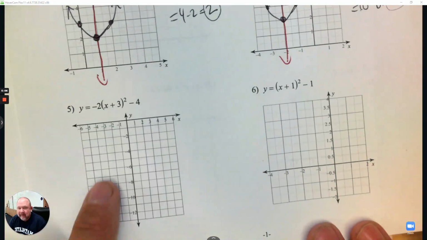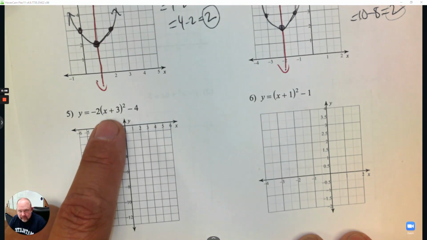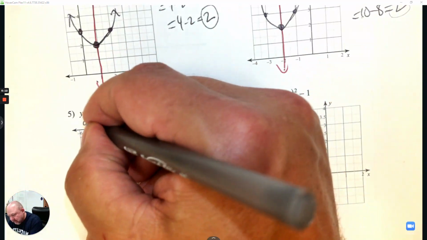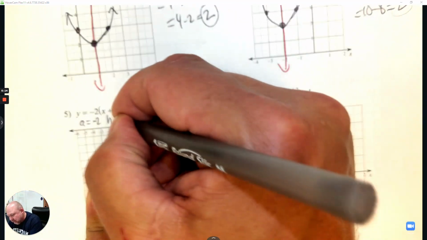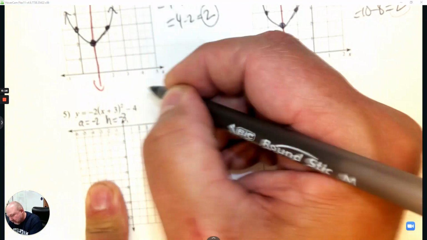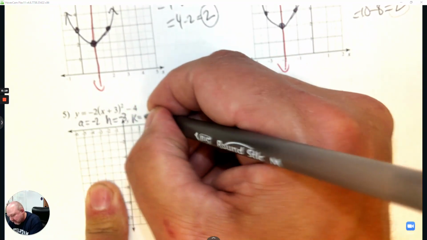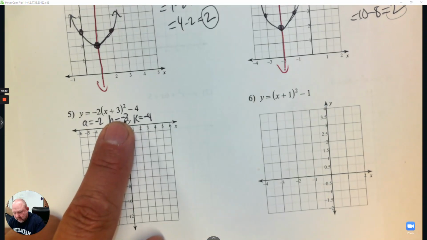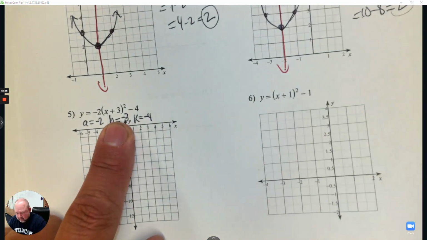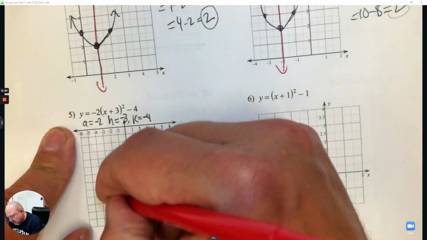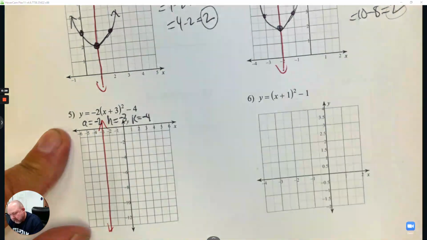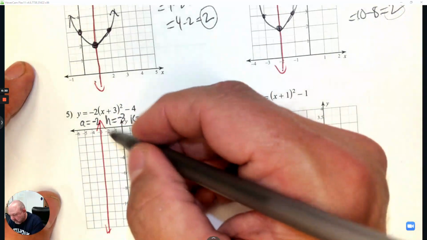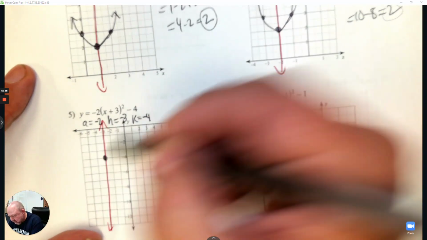All right, these have parentheses. This is the indicator, parentheses, that this is in vertex form. So A is -2, H, you have to change the sign. So it's -3, and then K stays the same, it's -4. So -3 is the axis of symmetry. So find -3, draw a line there. And then K tells you where on this line. So go down to -4, and there it is.